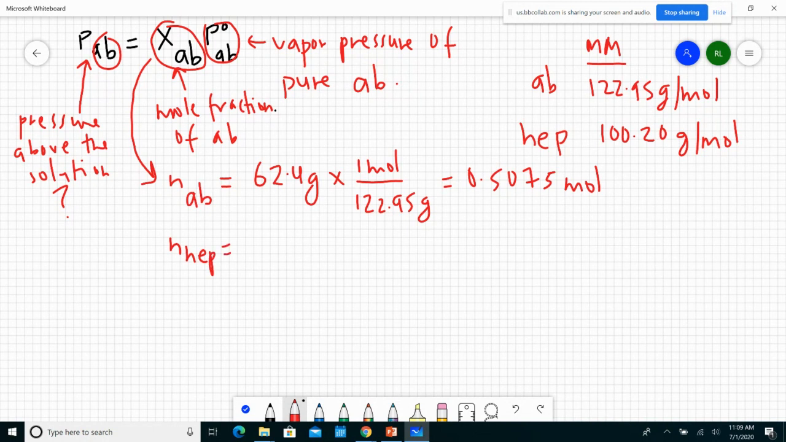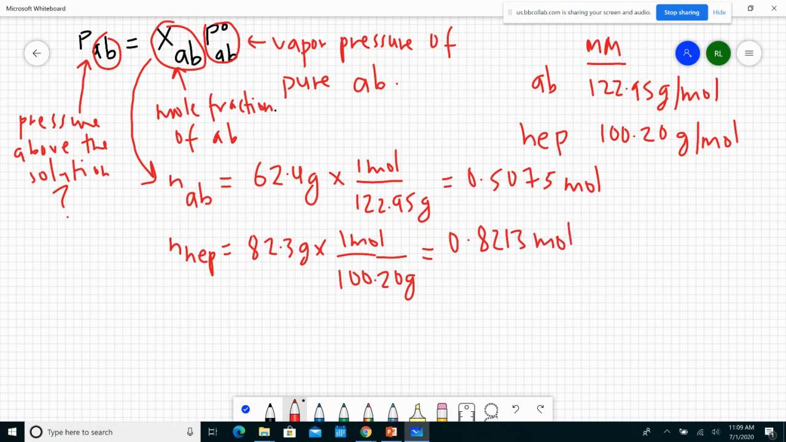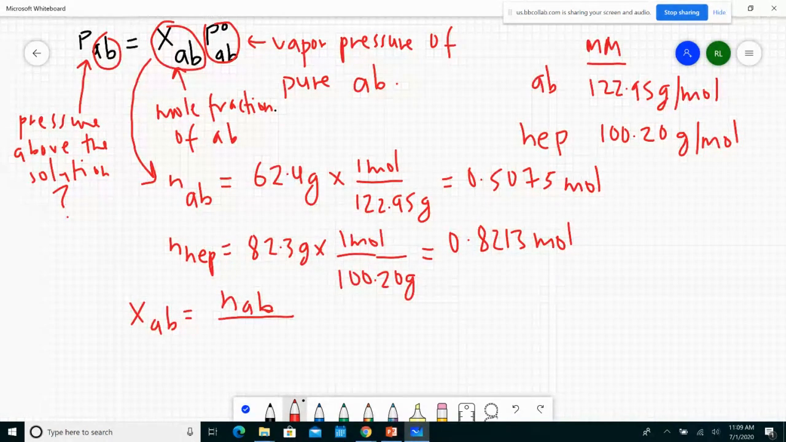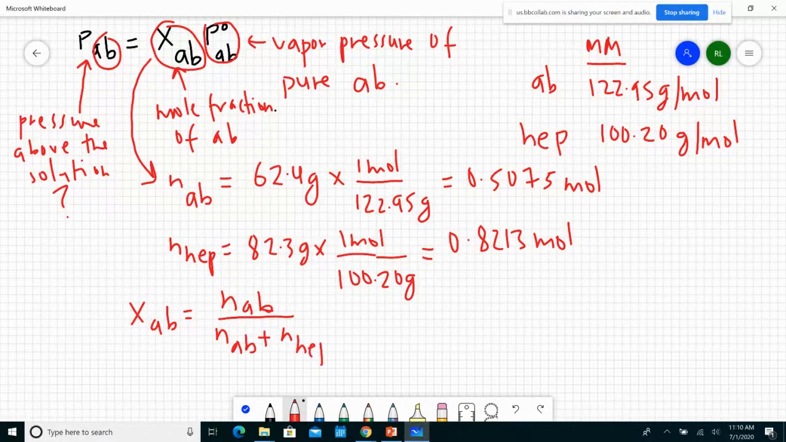The mass of heptane that is given to me is 82.3 gram, and my molar mass for heptane is 100.20 grams per mole. I do my math, and I'm going to end up with 0.8213 moles. Right, so from these two values, I can find the mole fraction of acetyl bromide, because my formula for that is number of moles of acetyl bromide divided by total number of moles. To find total number of moles, all I need to do is add the number of moles of acetyl bromide plus number of moles of heptane.